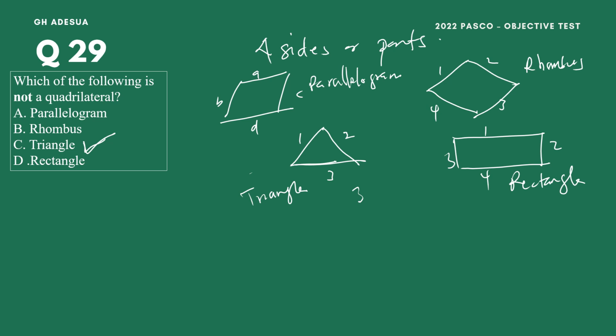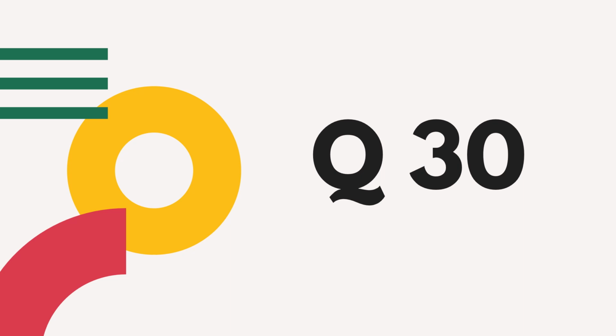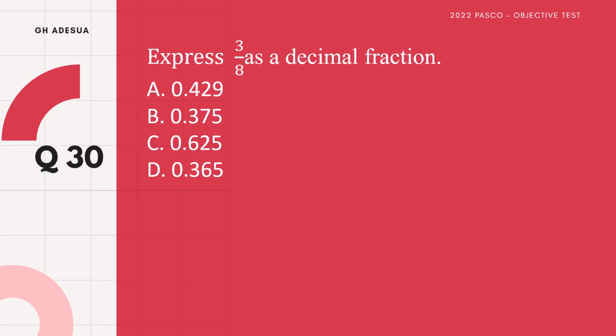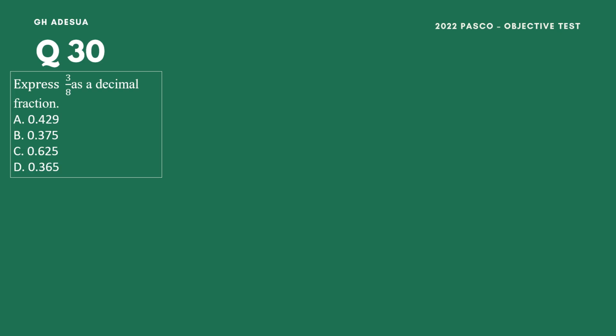We move from our 29th question on to our 30th question: 3 over 8 as a decimal fraction. We use the rule of long division. We have 3 over 8, and we are going to express that as a decimal fraction. So here we have 8 divided by 3.